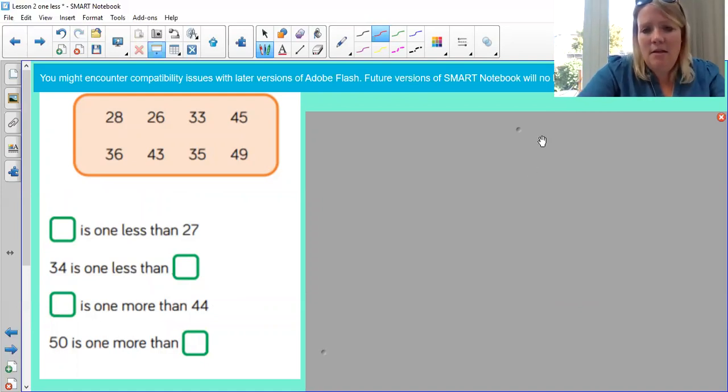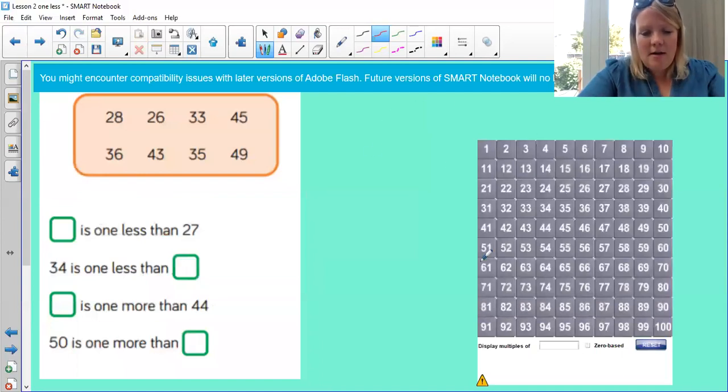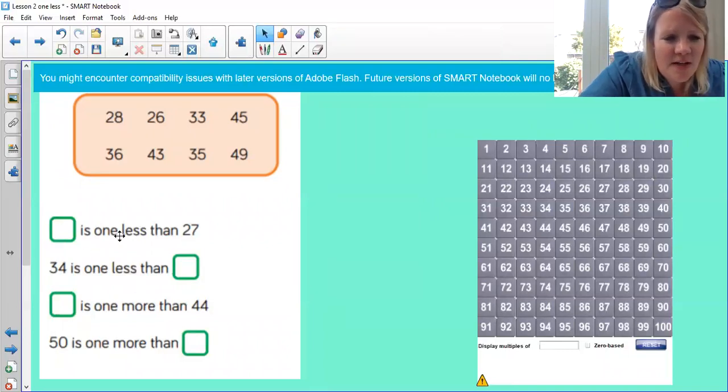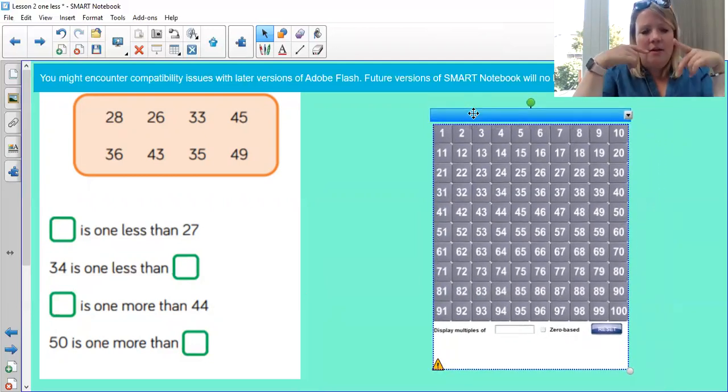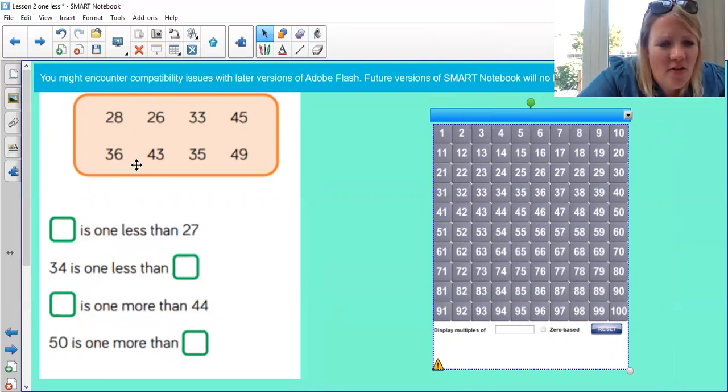And to help us, I've got my 100 square, okay? I've put my 100 square on here just to help you if you need it. So have a look here. Something is 1 less than 27. So this requires a little bit of extra thinking. Something is 1 less than 27. So one of the numbers on here is the answer that's going to go in there.